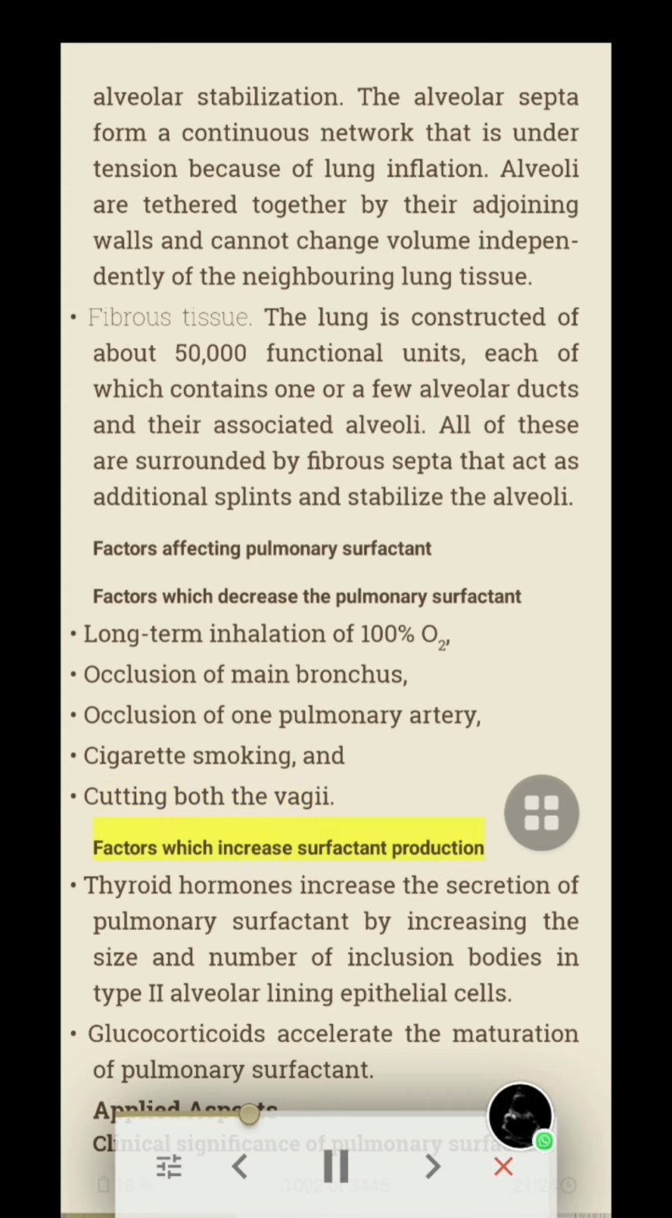Factors which increase surfactant production. Thyroid hormones increase the secretion of pulmonary surfactant by increasing the size and number of inclusion bodies in type 2 alveolar lining epithelial cells. Glucocorticoids accelerate the maturation of pulmonary surfactant.